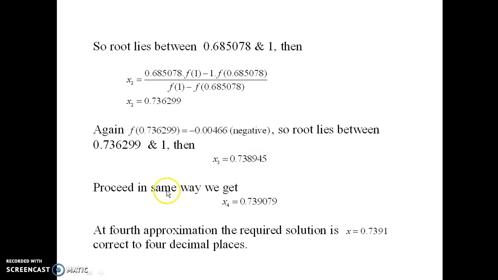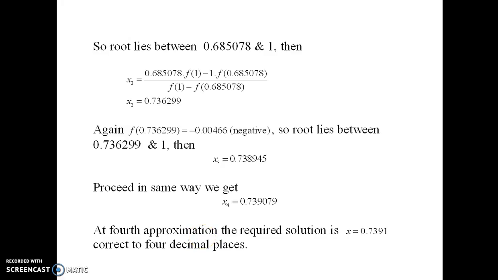0.738945. Proceeding in the same way, we get the approximate root at the fourth approximation, x4 equal to 0.739079. At the fourth approximation, the required solution is x equal to 0.7391, correct to 4 decimal places. This is the answer to the given question at the fourth approximation by the regula falsi method.